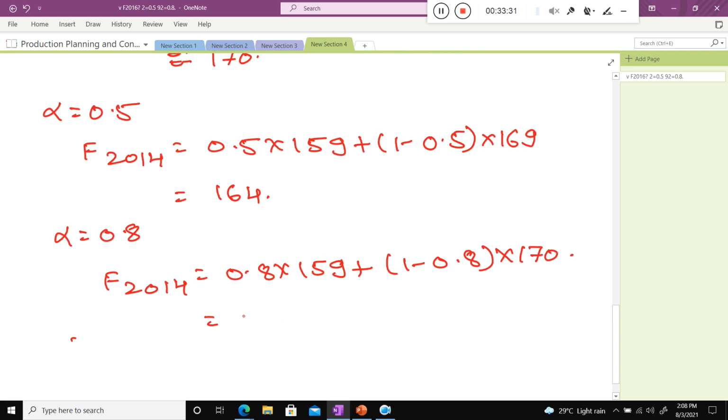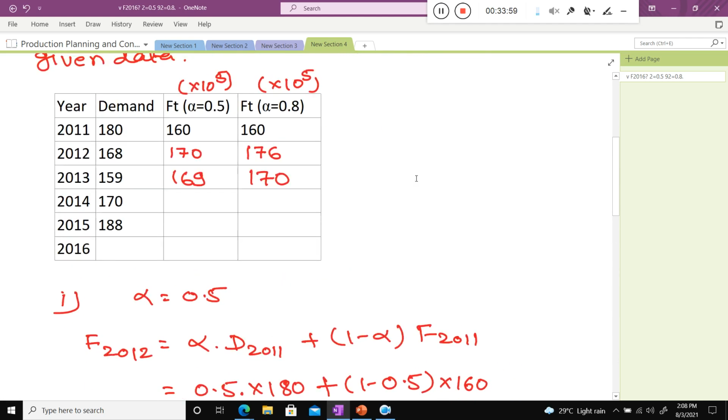Class, am I audible? Okay, please calculate this value. Is there any doubt? Then you can ask. If there is any doubt, then please ask me. 0.2 means I can take 161. Okay, so for 2014 I just put 161 here. This is the 164 and this is the 161.